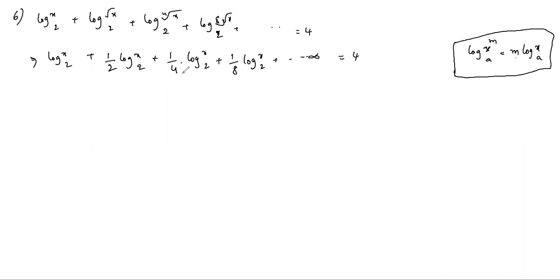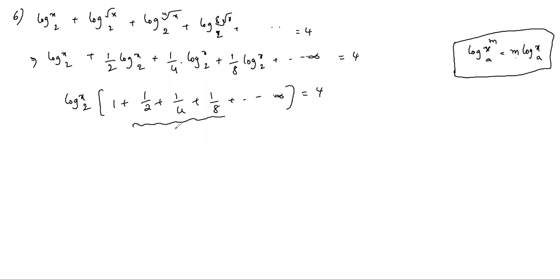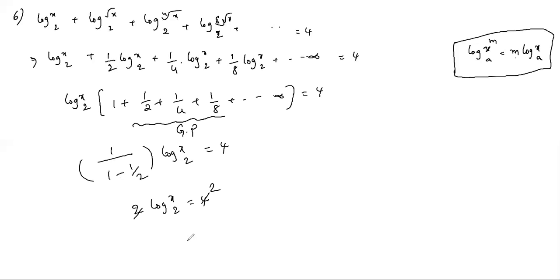You see here, in each term we have log x base 2, you can take it common. Remaining 1 plus 1 by 2 plus 1 by 4 plus 1 by 8 plus and so on up to infinite terms, equals 4. Now what is this sequence, AP or GP? GP with infinite terms. So a by 1 minus r: 1 by 1 minus 1 by 2 is 2. 2 times log x base 2 equals 4. Log x base 2 equals 2.